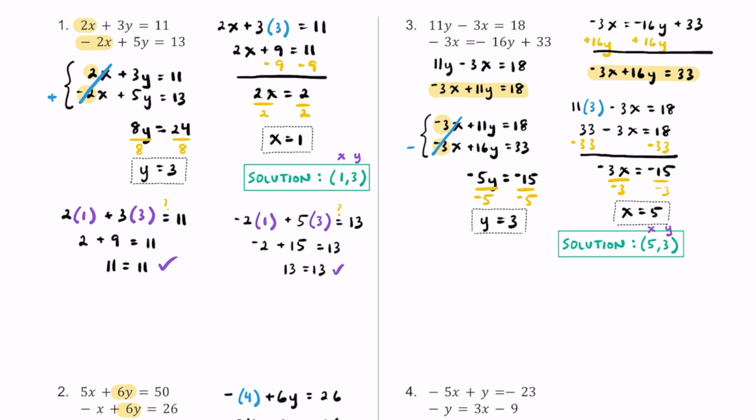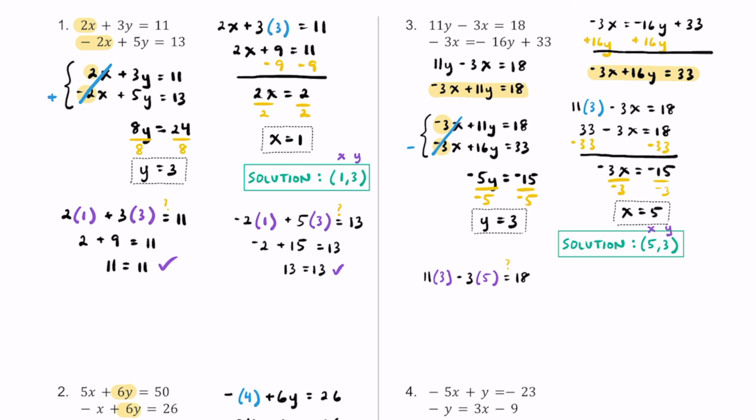Let's go ahead and just check to see if this works for both equations or both linear equations. Let's go ahead and substitute it into the top equation first. So that's going to be 11 multiplied by y, which is 3 that we got. And that's going to be minus 3 times x, so 3 multiplied by 5. And let's see if this does equal the 18 that's on the other side. So let's go ahead and check that.